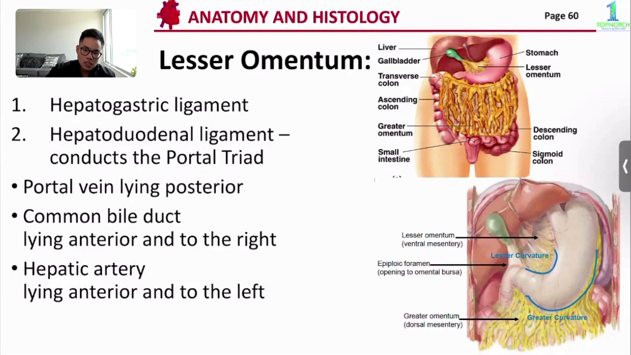Okay, then you also have your lesser omentum, as I mentioned. So the lesser omentum is made up of two parts. You have the hepatogastric ligament and the hepatoduodenal ligament, which contains your portal triad. And if you remember going back to your surgical rotations, the hepatobiliary surgeon is going to use an ultrasound just to view the Mickey Mouse sign. The Mickey Mouse sign is referring to the portal triad. In the ultrasound, the one that is in the posterior area is going to be the portal vein, and then anterior to the right will be the common bile duct, and then the hepatic artery lying anterior now towards the left area.